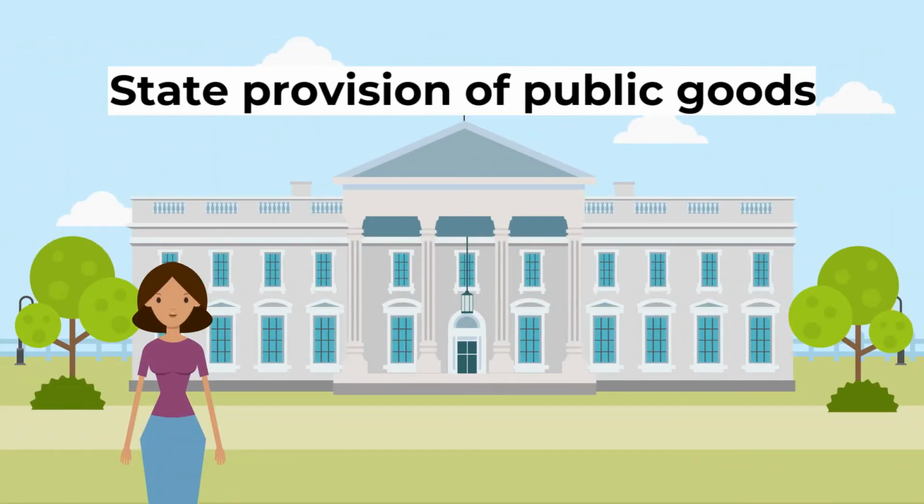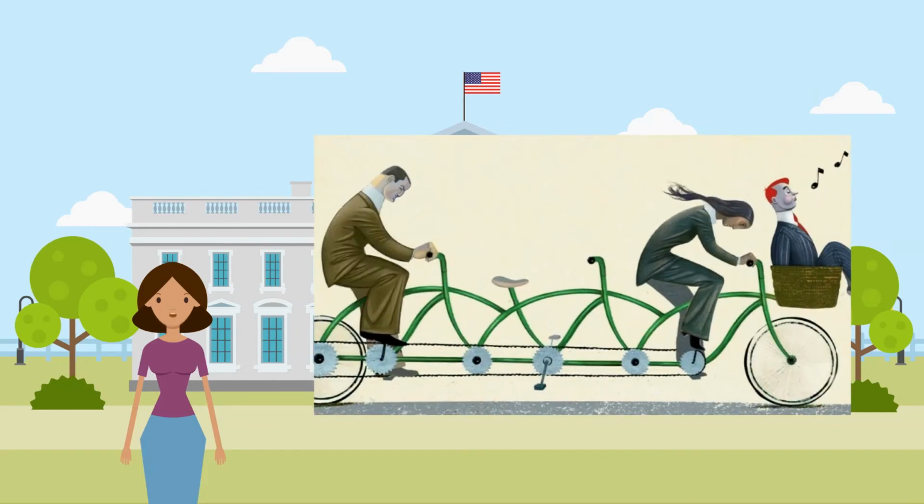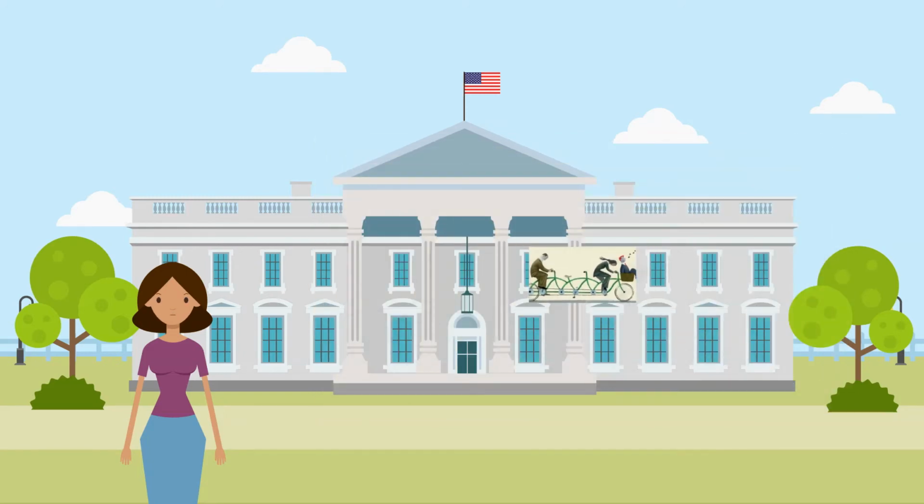Next, state provision of public goods. Public goods are non-excludable and non-rivalry, and so the free rider problem says they will be underprovided by the free market, leading to market failure. As a result, the government provides these public goods directly through taxation. Similarly, the government can provide merit goods.